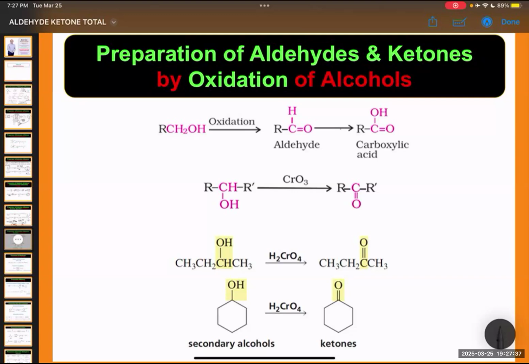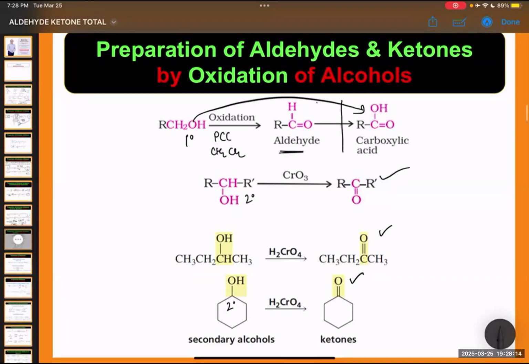Okay. So H2CrO4 and heat, it just gets oxidized. This is a secondary alcohol, you get a ketone. Secondary alcohol, you get a ketone. Primary alcohol with PCC in CH2Cl2, you will get an aldehyde. If you take KMnO4, H plus, heat, or K2Cr2O7, H plus, heat, they are strong oxidizing agents, you will end up with a carboxylic acid. Okay. So that will be the preparation of carboxylic acid, right?